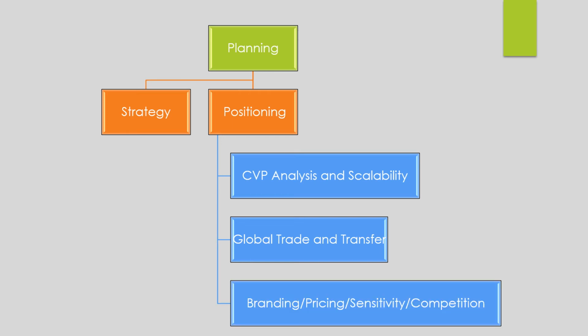Finally, branding, pricing, sensitivity and competition. Product pricing decisions must be balanced against cost and competitive market conditions. Therefore, we have to use sensitivity analysis to determine how sales and cost will respond based on the market conditions.